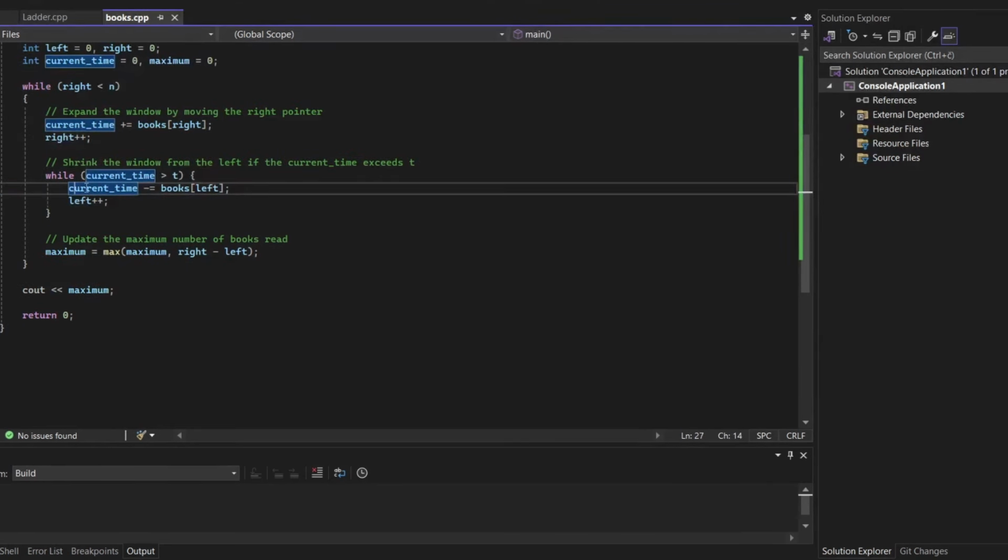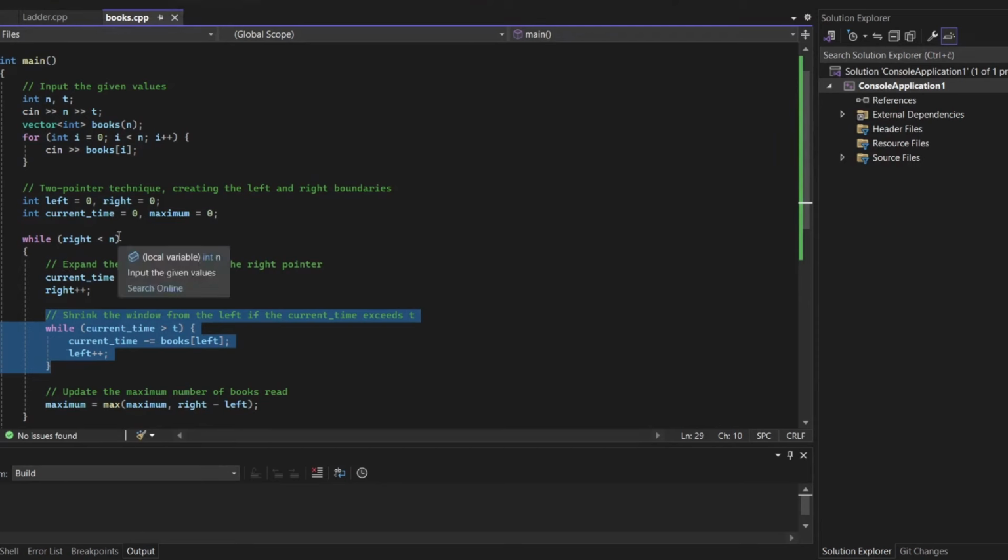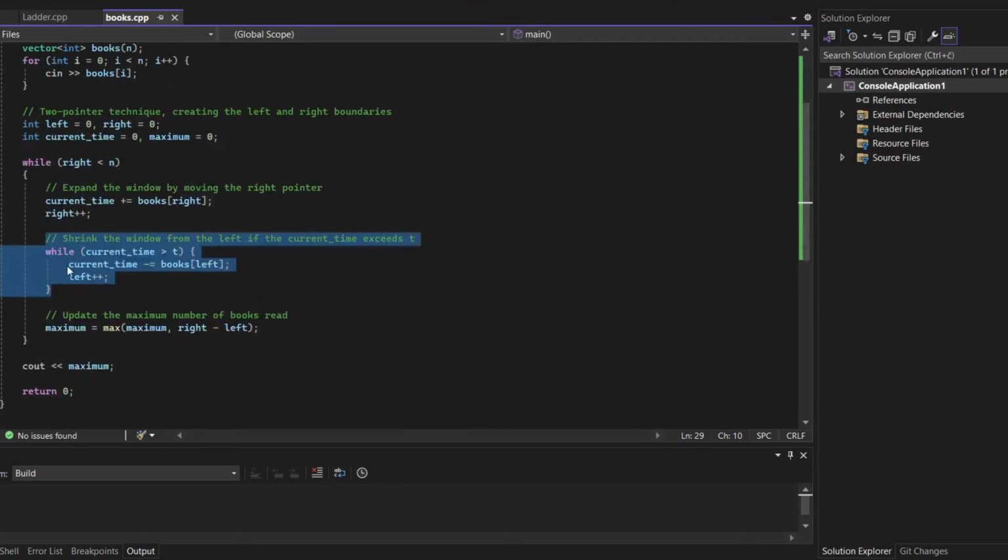So while our current time is more than the given time, so if our current time is more than the limit, we are decreasing the current time by the left bound, which is exactly what I explained here on the whiteboard, and we are moving the left bound to the right. So this is basically shrinking our array size to the right. So we are basically moving the array to the right through each iteration where the current time is more than our limit.